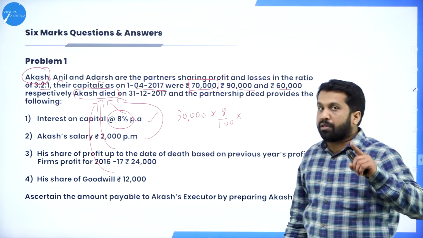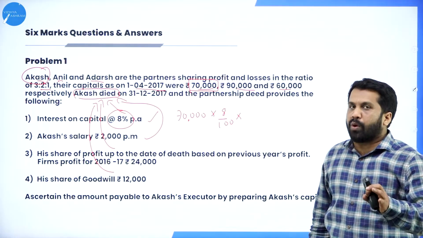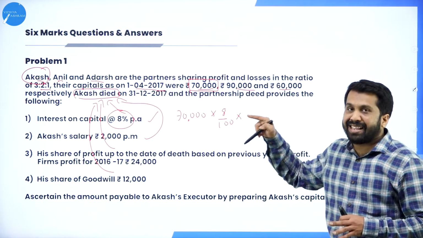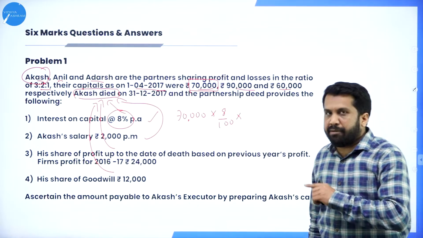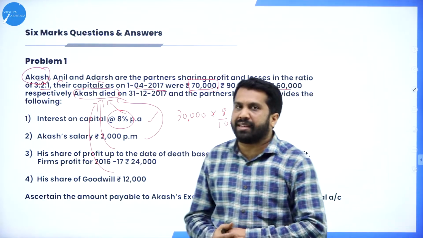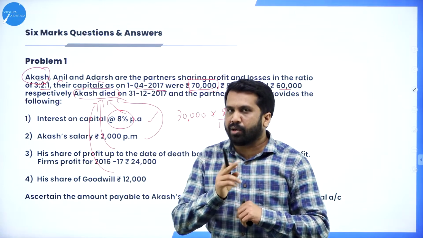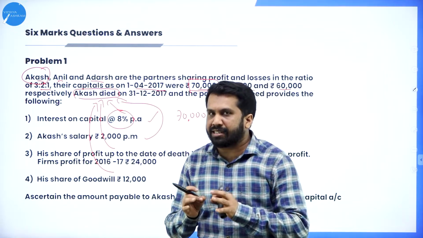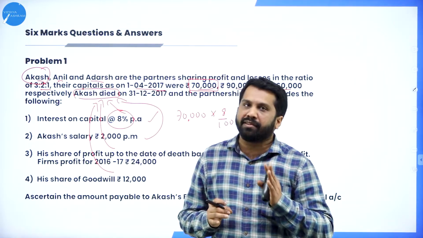Are we giving interest for all 12 months? The answer is no. Why? Because he was not alive for all 12 months. If he is not alive, why should you pay interest? Clear? You got the point? If he is not alive, you will not pay interest for that period.